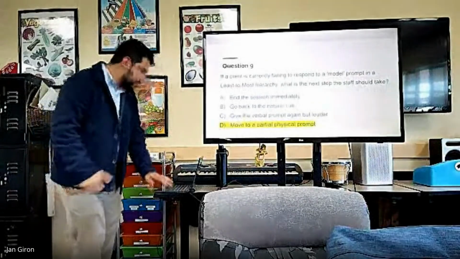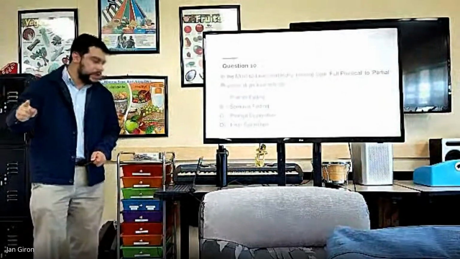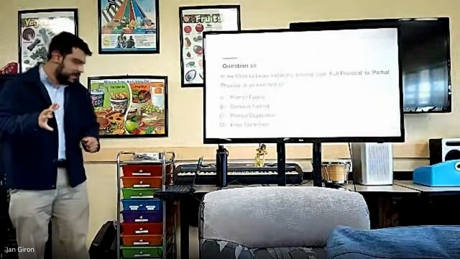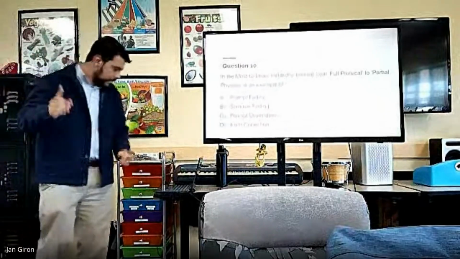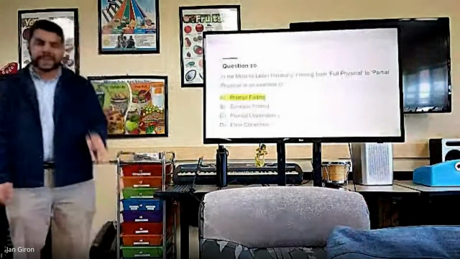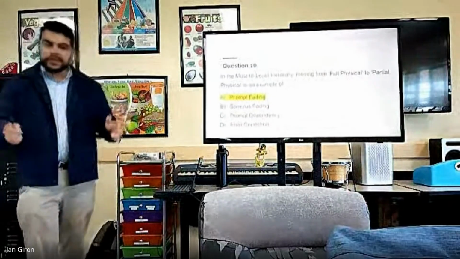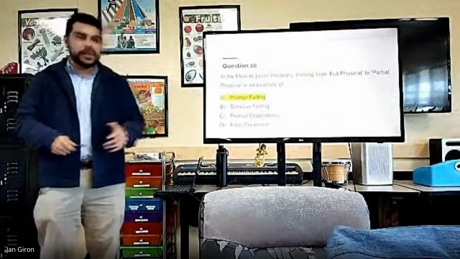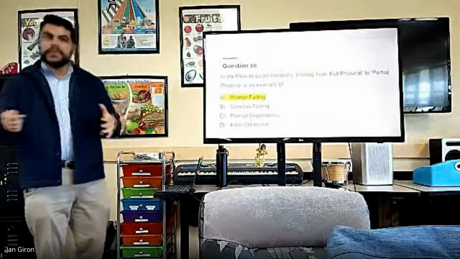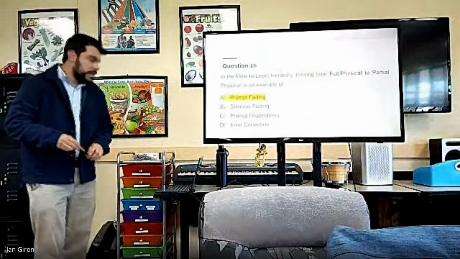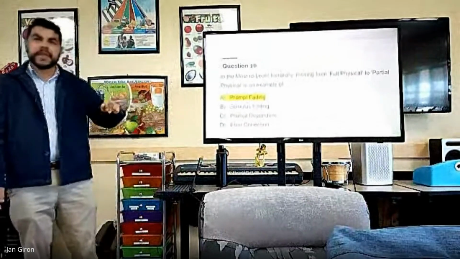Last one. In a most to least hierarchy, moving from a full physical to a partial physical is an example of what? Prompt fading, stimulus fading, prompt dependency, or error correction. A. Yes, prompt fading. The full physical is a lot more intrusive than the partial, so we are fading the prompt. There is no manipulation of the stimulus. This is the complete opposite of prompt dependency. And no error has occurred, so we can't say it's error correction.